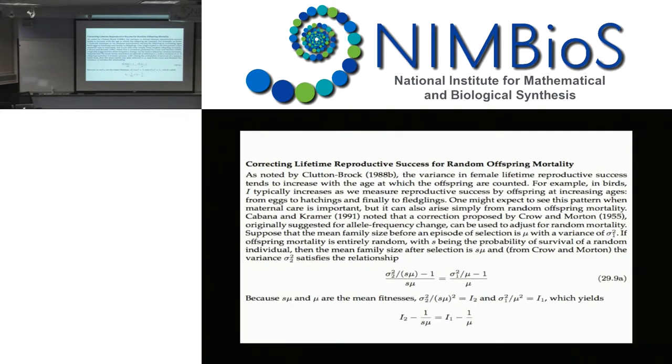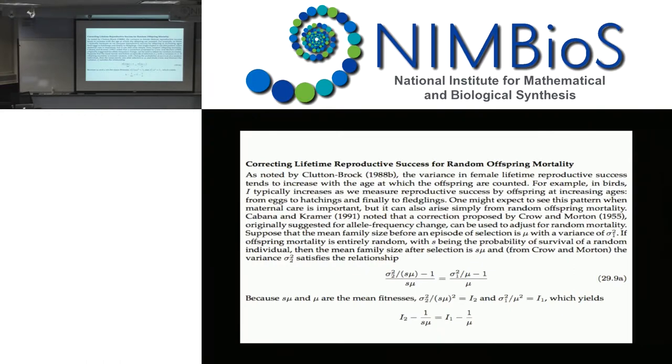So you can imagine how things might change. One interesting thing is correcting lifetime reproductive success for random offspring mortality. Suppose, for example, that you have an episode of selection and the mean family size before the episode is mu and the variance is sigma squared 1. If that selection is entirely random, what do I mean by entirely random? Every phenotype has the same fitness. But remember, you survive or don't survive. There's a random component in that. And surviving or not surviving, that is not selection. What is selection is if there's variation among the intrinsic ability to survive. That's what generates variation in fitness, what generates selection that can act in evolution.